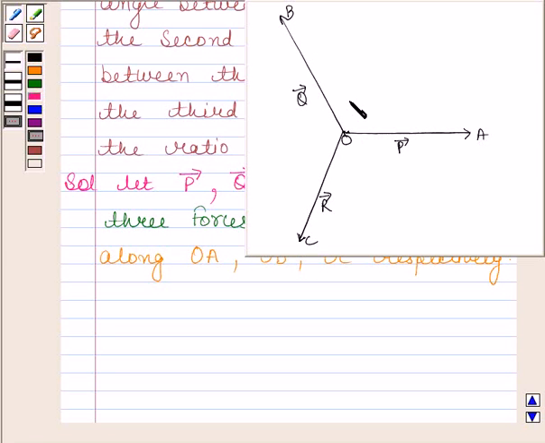Now we are given that the angle between the first force and the second force is 120 degree. That means this angle is of 120 degree. Angle between second force and third force is 135 degree. That is, this angle is of 135 degree. We have to find the ratio of the magnitudes.